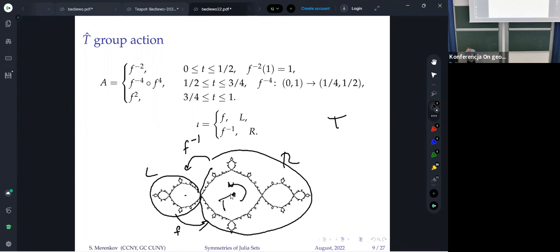Excuse me, just a quick question. So when you take a closure, you get an uncountable group, right? Yes, you get an uncountable group. I didn't get to this part, this theorem, but yes.